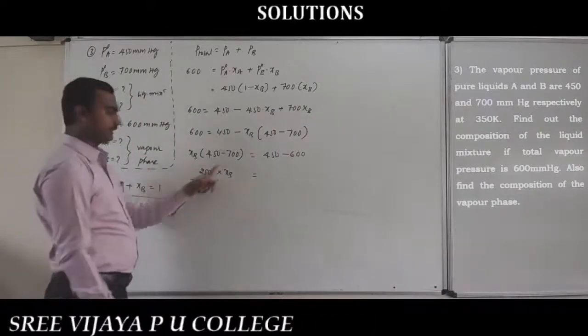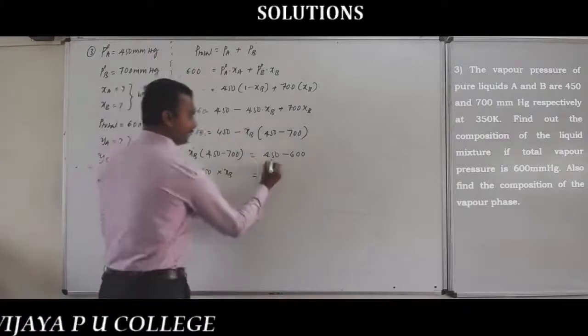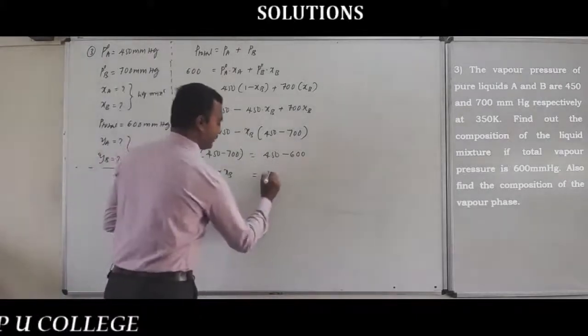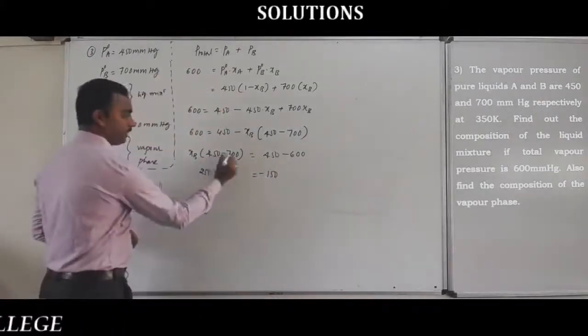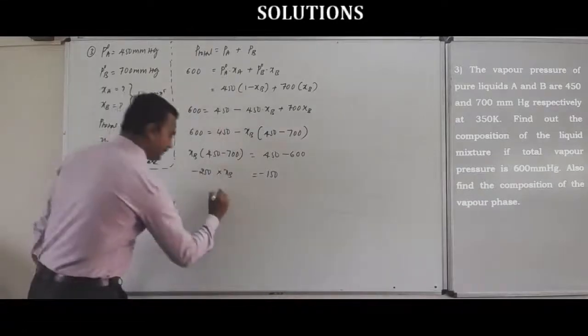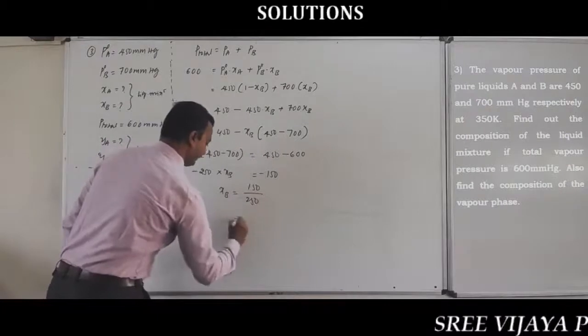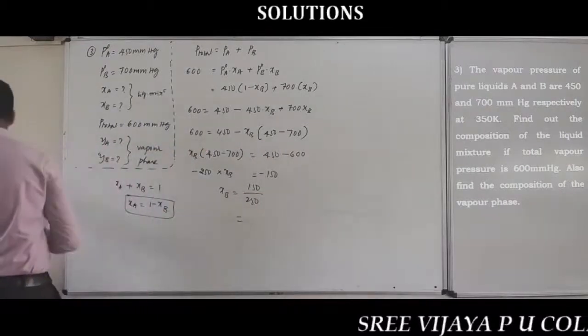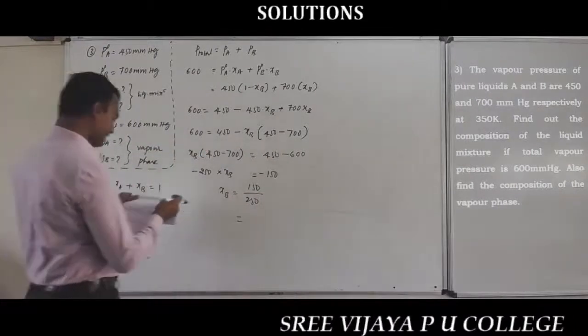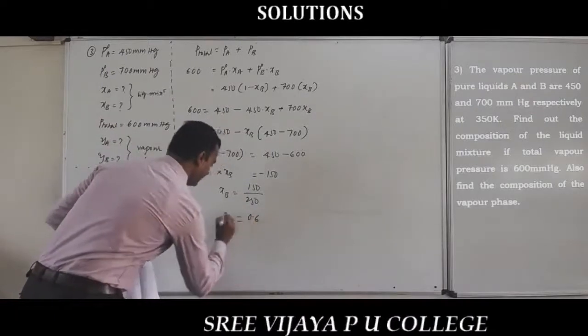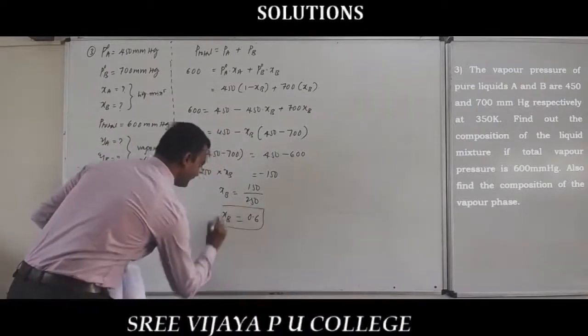So here 700 minus 450 is 250, and 600 minus 450 is 150. Therefore XB is equal to 150 divided by 250. So what is the value of XB? XB is equal to 0.6. That is the value of XB.